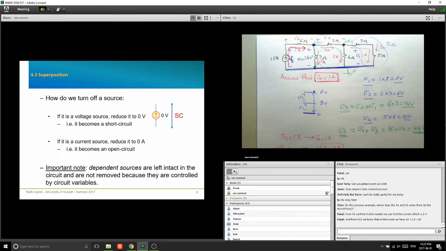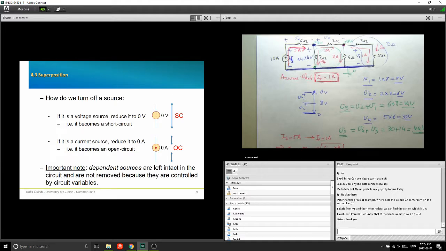So this is how you turn off a voltage source: you put a short circuit in its place. If it's a current source, how do you turn it off? Again, you reduce its value to 0. A current source which has 0 amps means there's no current at all flowing through that branch. So this is equivalent to an open circuit. So for the purpose of superposition, you turn voltage sources off by replacing them with a short circuit, and you turn current sources off by replacing them with an open circuit. And there's an important note here: the dependent sources are left. You cannot remove dependent sources when doing superposition. You have to leave them.